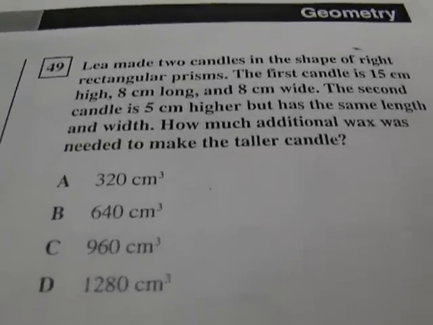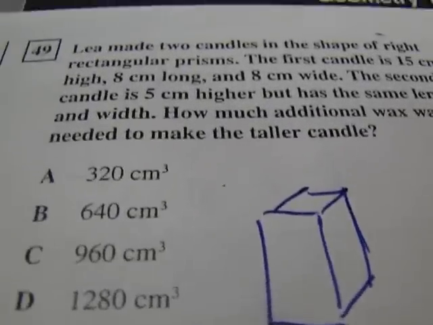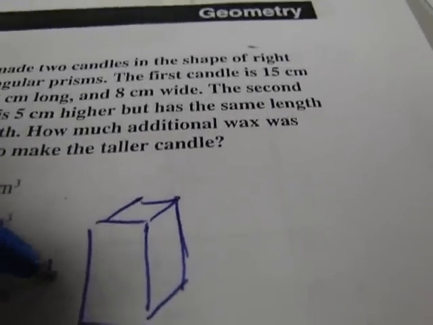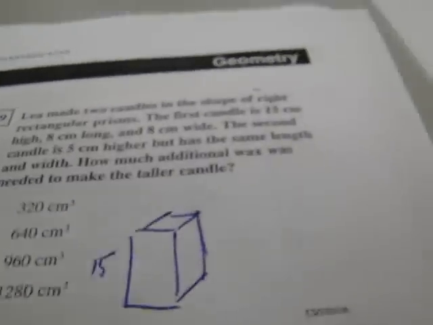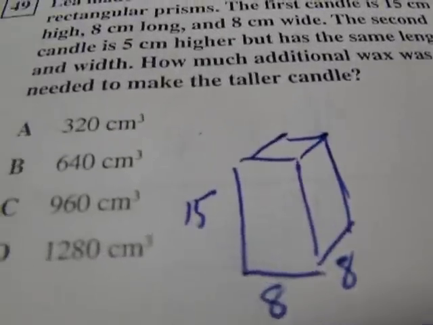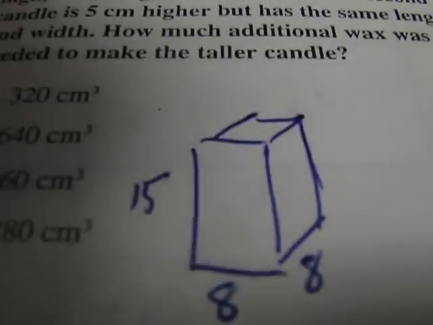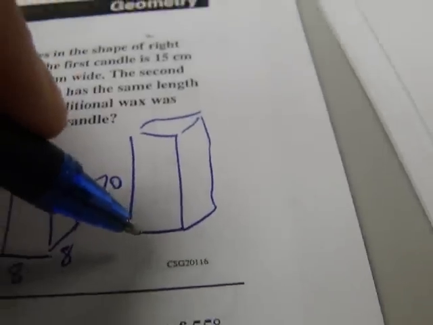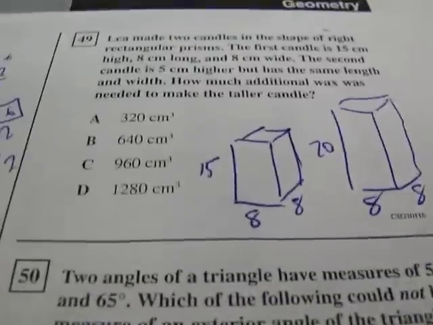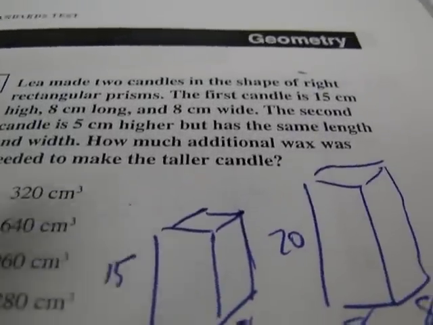49, Leah made 2 candles in the shape of right rectangular prisms. So here's a right rectangular prism. The first candle is 15 high, 8 long, and 8 wide. The second candle is 5 centimeters higher. So 5 centimeters higher than 15 would be 20. And it will still be 8 and 8. It has the same length and width.